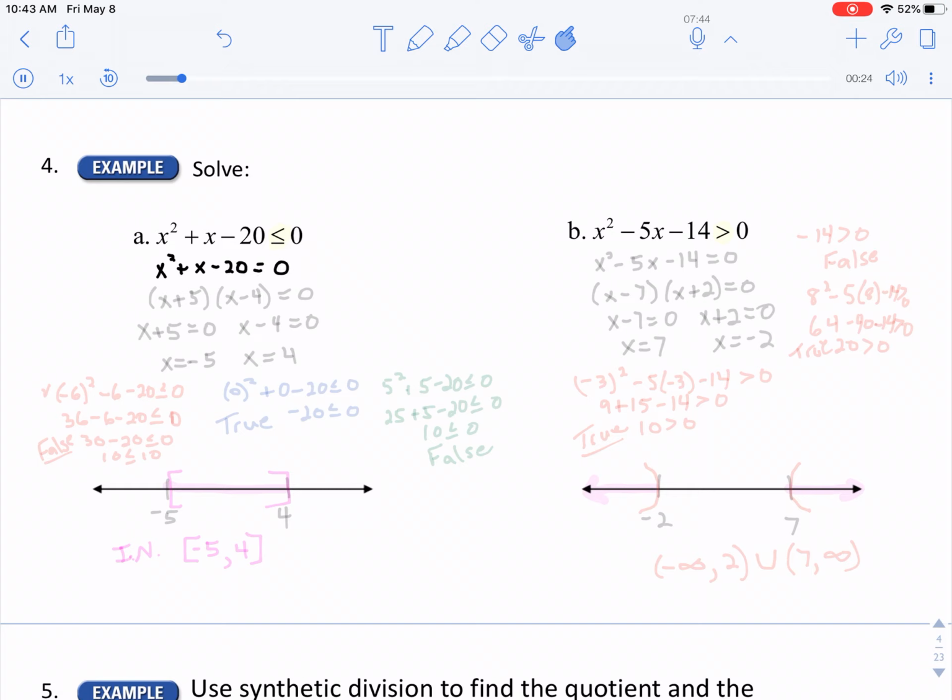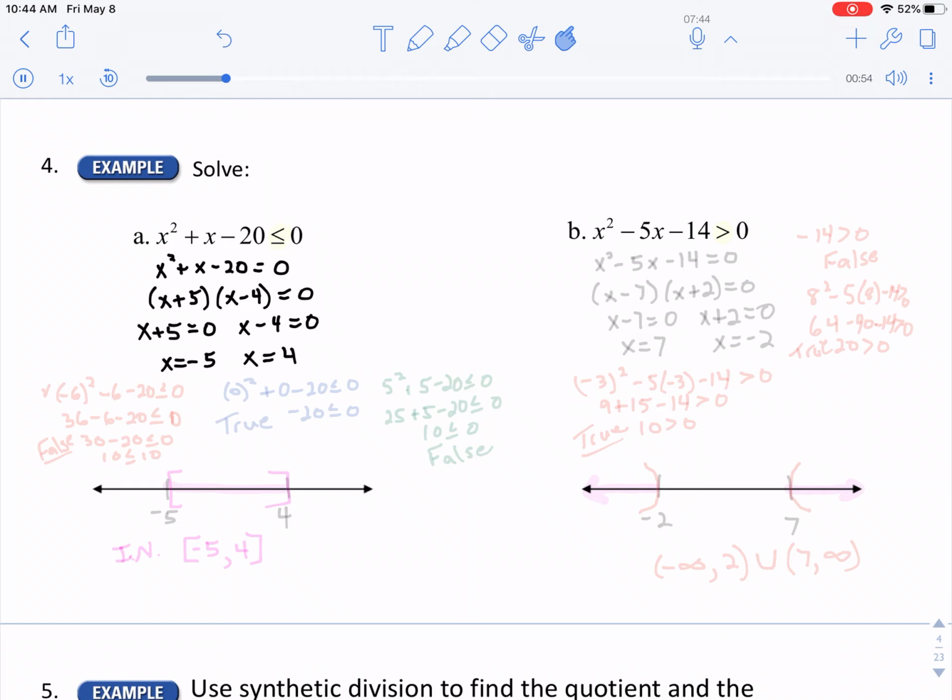Now, the way we would solve that is we would factor it. So it factors into x plus 5 times x minus 4 equals 0. Then we set the two factors equal to 0, so x plus 5 equals 0, or x minus 4 equals 0. And then we subtract 5, and we get x equals negative 5. And we add 4, and we get x equals 4.